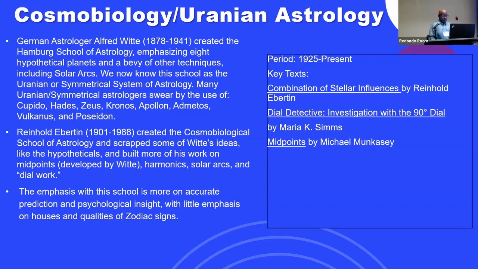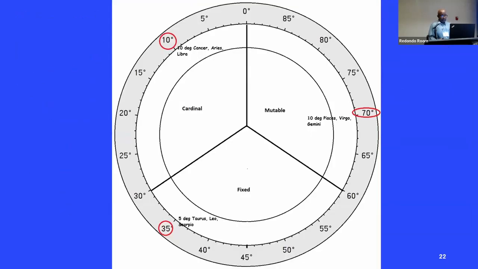The emphasis with this school is more on accurate prediction and psychological insight, with little emphasis on houses and quality of zodiac signs. Those books that you see on the right are among the other texts that you can reference. Here is an example of the 90-degree dial that you can use. And you'll see that it divides the signs into cardinal, mutable, and fixed in 30-degree positions along this dial. You're like, okay, that's nice, it's cute, what do you use it for?